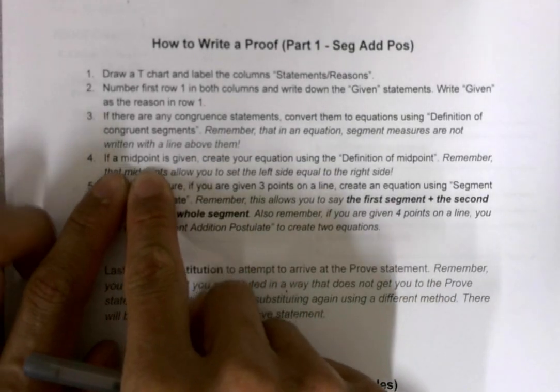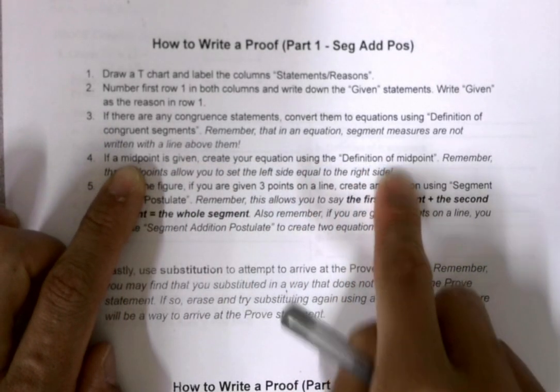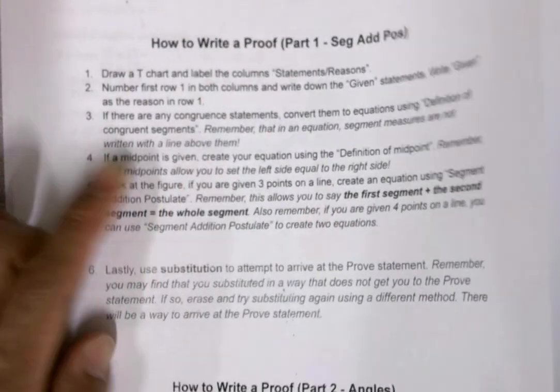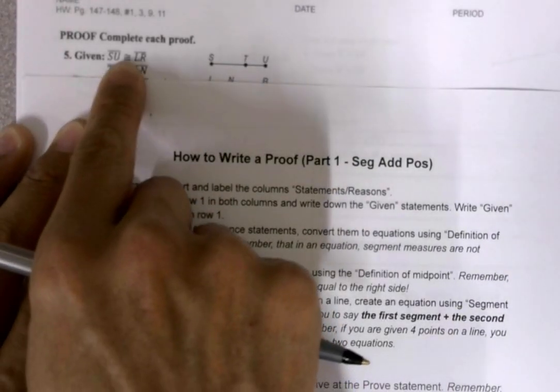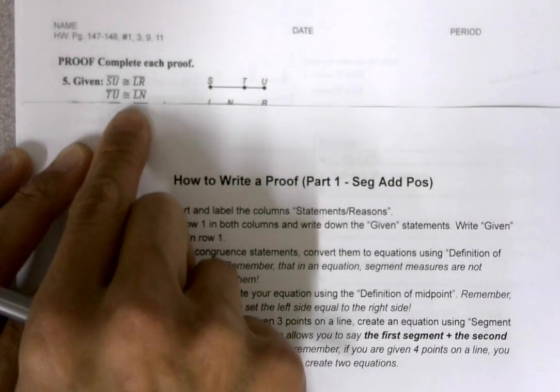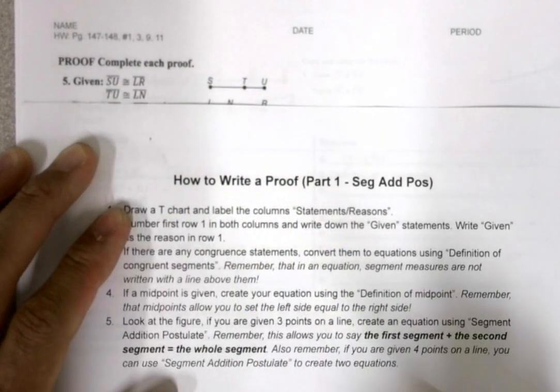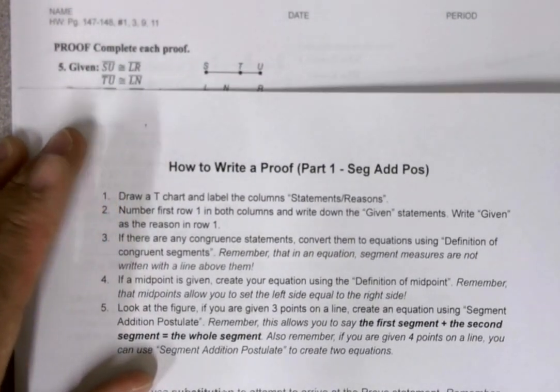Okay? Now, what are we going to do? Well, the next step in writing the proof is if midpoint is given, you use definition of midpoint to create more equations. Well, is midpoint given? If midpoint was given, you would have here T is a midpoint or N is a midpoint. That midpoint is not given, so we skip that step.